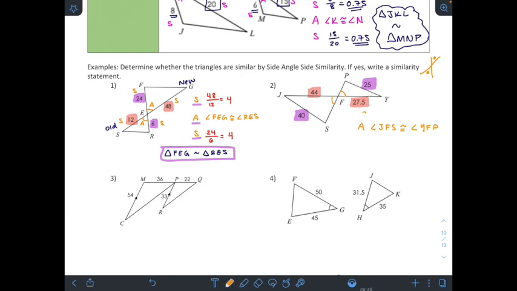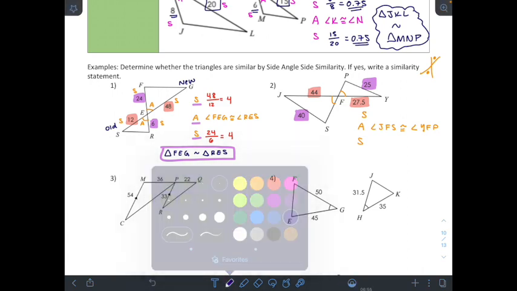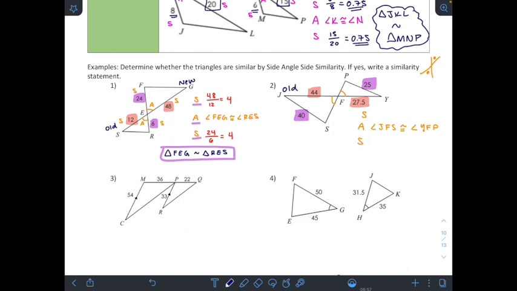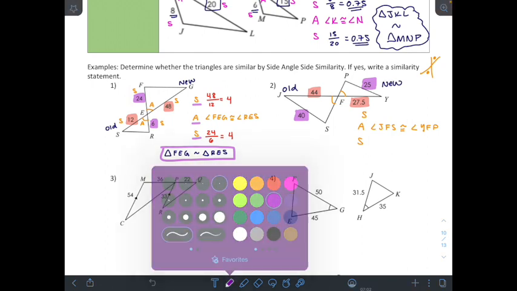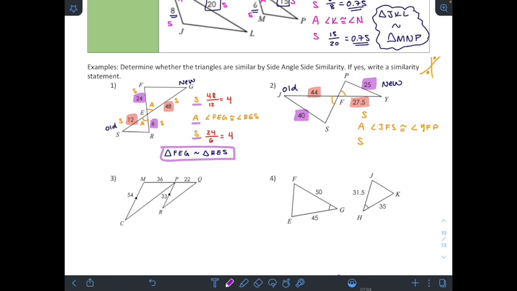All right. Now we do need to check these proportions. Again, we're looking for side angle side. Let's go ahead and check the purple ones. I'll do old on the left, new on the right. Again, that labeling, you can put it however you want. And then I'm going to check the proportions. So I have 25 over 40 as one of my proportions, and then I have this other one, 27.5 over 44. So let's see what those both reduce to.